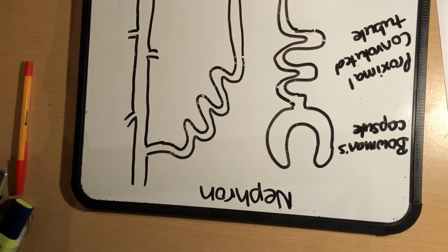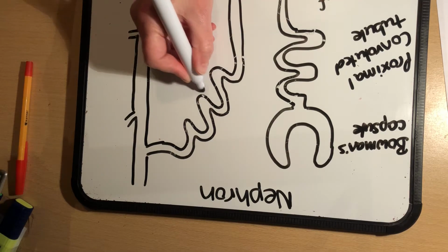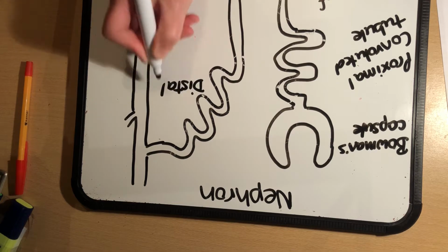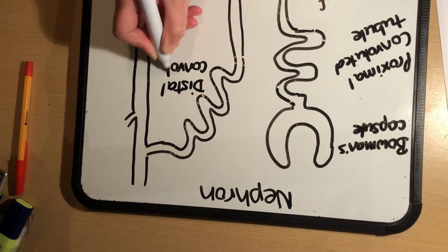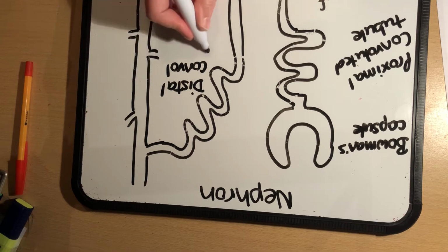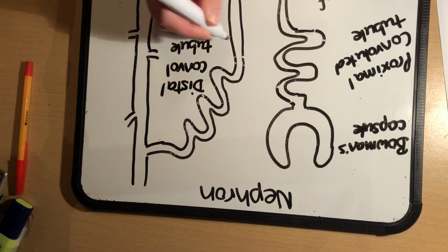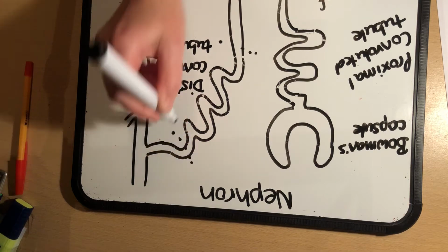This big loop structure is called the loop of Henle, named after Mr. Gustav Jacob Henle, I think his name was. He was actually a German guy. It's a big loop that goes down and back up again. Then we've got another convoluted tubule, and this is called the distal convoluted tubule. I haven't got room to write it all out there. Distal convoluted tubule, really from there to there.